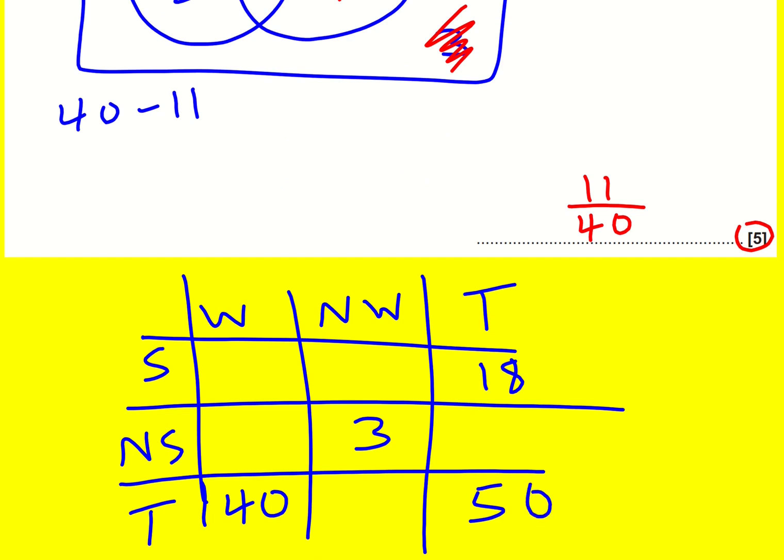Now it's a case of filling in all the gaps. This has got to be 50 minus 18, which is 32. And this has got to be 29 because it's 32 minus 3. Then this has got to be 11 because it's 40 minus 29. This has got to be 7, I'm just filling in, and then this has got to be 10, and that all checks out as well.